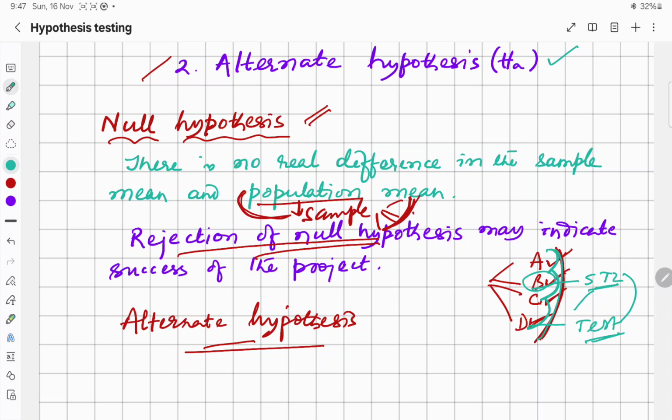So in the initial stage, we have taken the null hypothesis that there is no difference in the mean of all these four groups. That means B and D have no difference, we have assumed. But when we reject that, that means there is significant difference. This is all about hypothesis testing. And the alternate hypothesis is just the opposite. We are assuming that there is difference in the sample mean and the population mean. If we have multiple samples, then there is difference between the means of all the samples. That is alternate hypothesis.